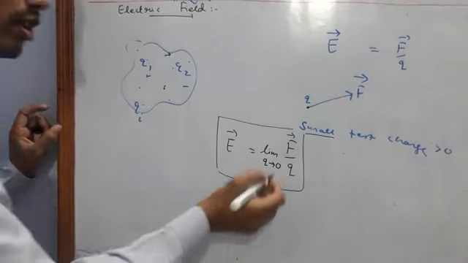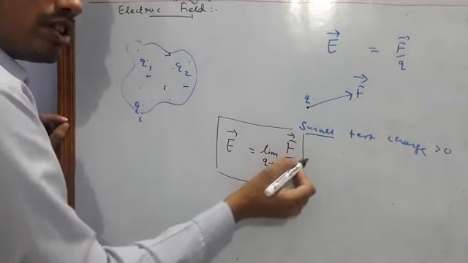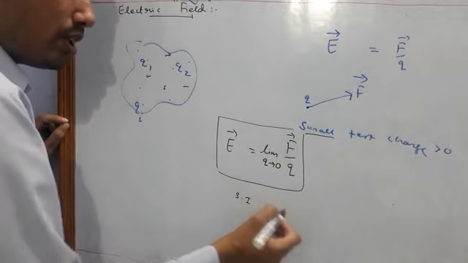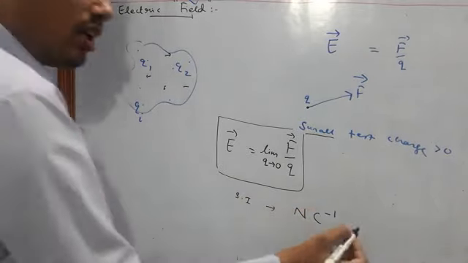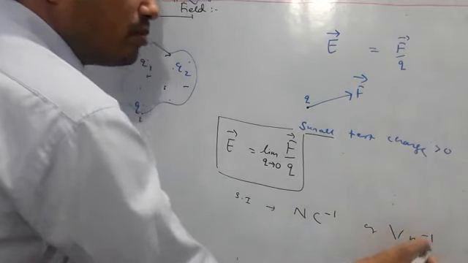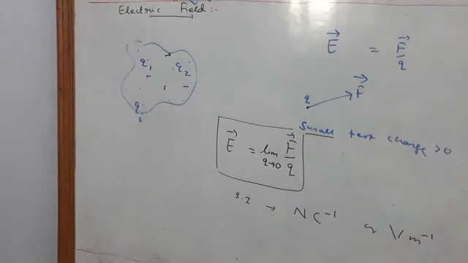Now you can guess the unit for electric field. Force SI unit is Newton, charge SI unit is Coulomb. So the SI unit for electric field will be Newtons per Coulomb. It also has another unit that we will take up in the next chapter, volt per meter. Just to remember this: Newton per Coulomb or volt per meter.